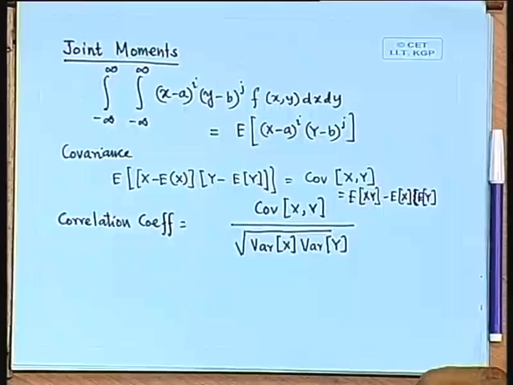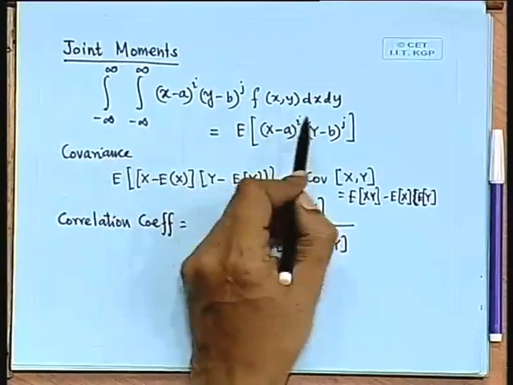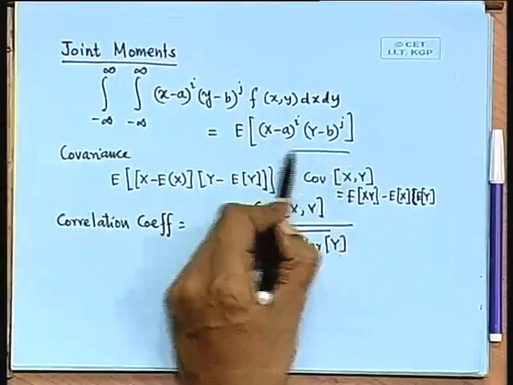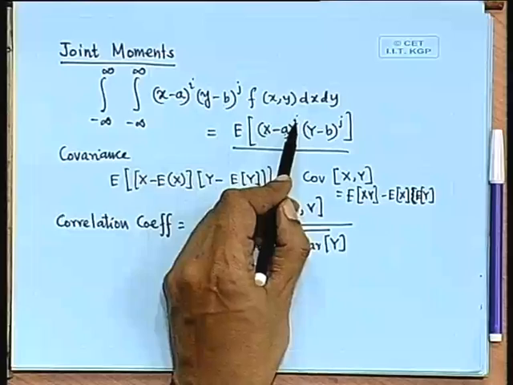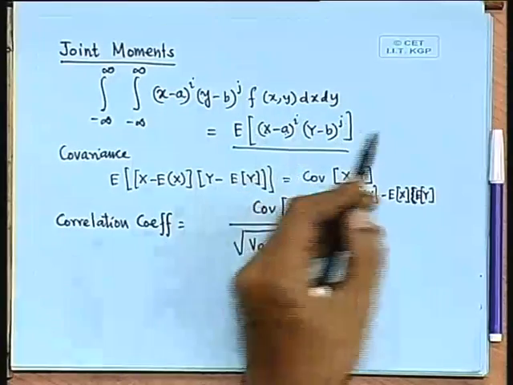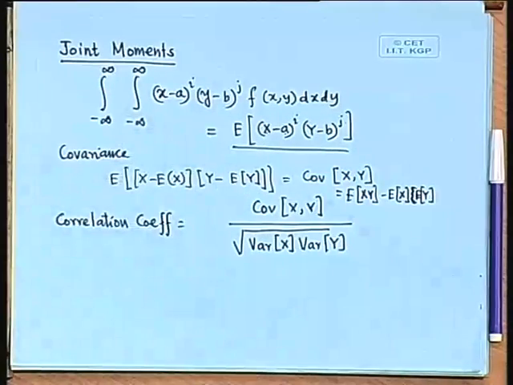If you want to study those properties, then you have to define what is a joint moment. This is defined as expectation of (x minus a) whole to the power i, (y minus b) whole to the power j. This is a very generalized definition of a joint moment.